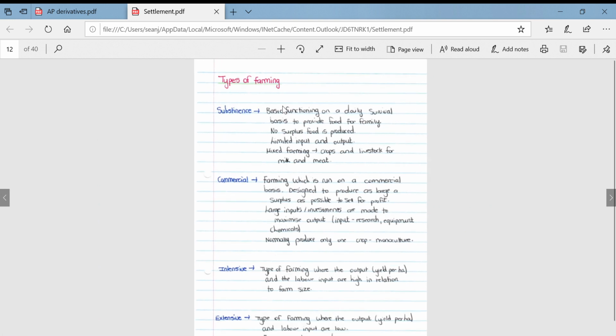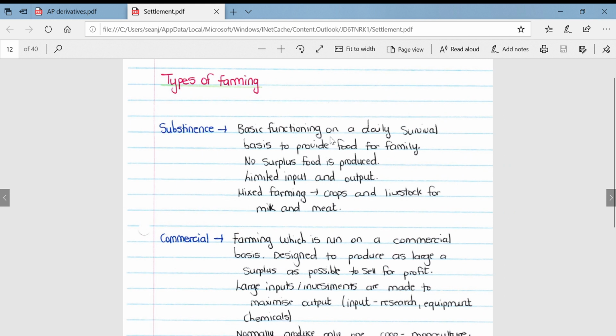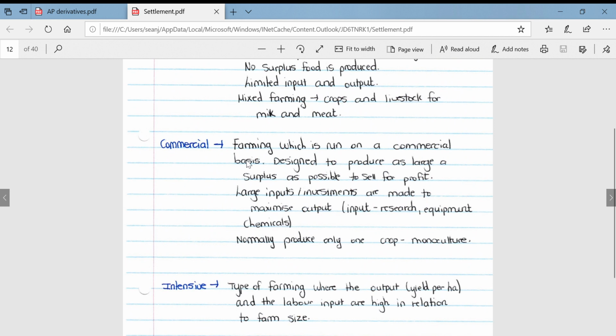Then we look at types of farming present in rural areas. Subsistence farming, basic functioning on a daily survival basis to provide food for the family. No surplus food is produced, limited input and output. Mixed farming, so often farmers farm more than one crop, or they can even farm crops and livestock for milk and meat. We look at commercial farming, farming which is run on a commercial basis, designed to produce as large a surplus as possible to sell for profit.